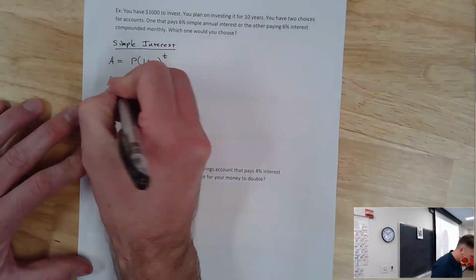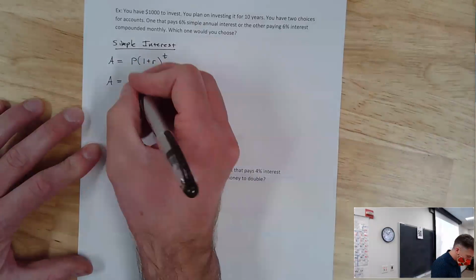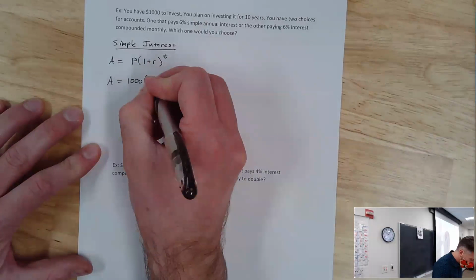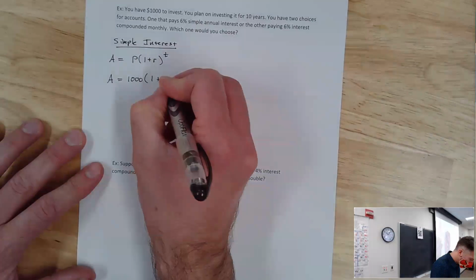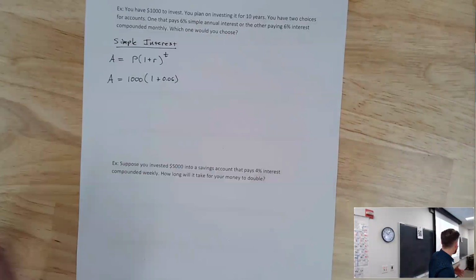So my principal is 1,000. My interest rate is 0.06. And I think we can all, right, you don't need to write 1 plus 0.06. You can just write, I know that's going to be 1.06.